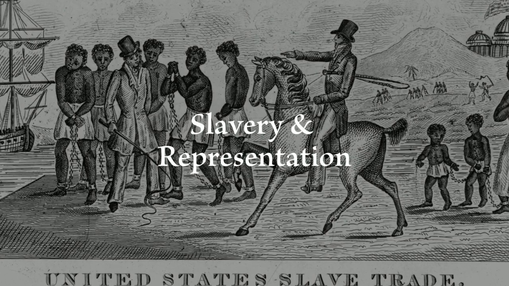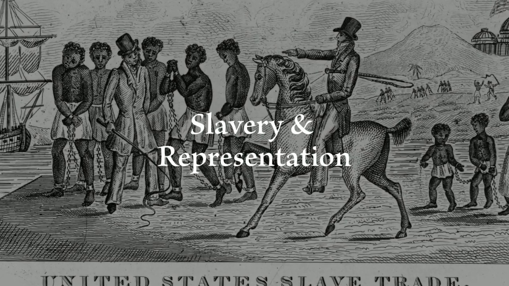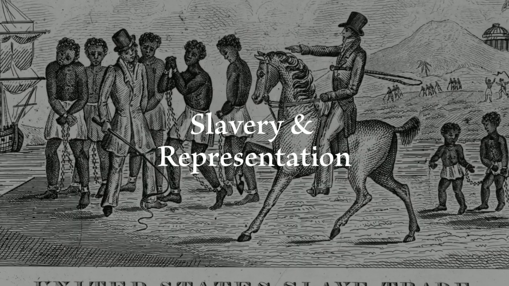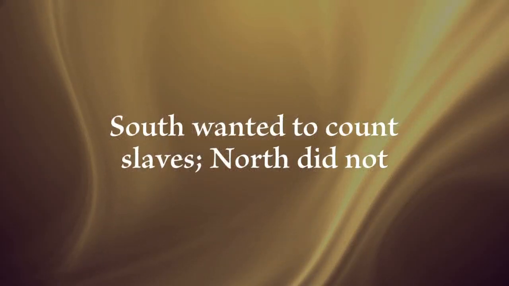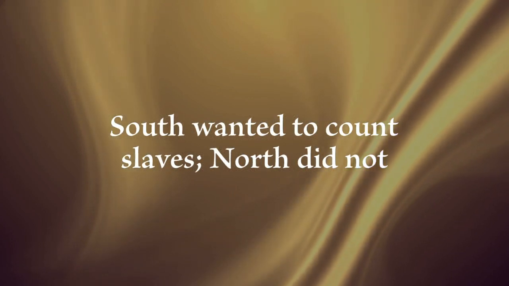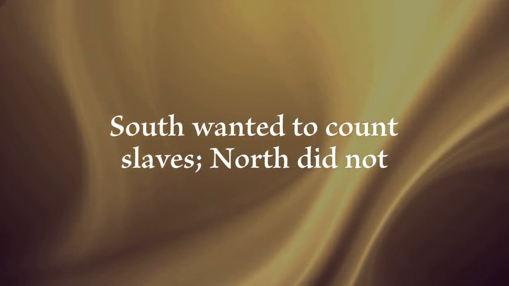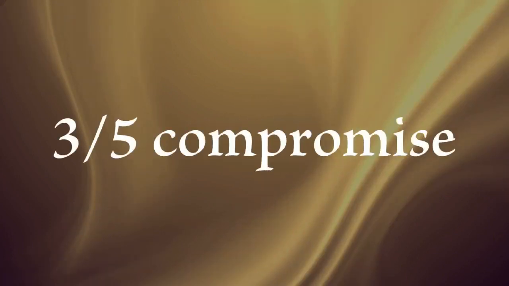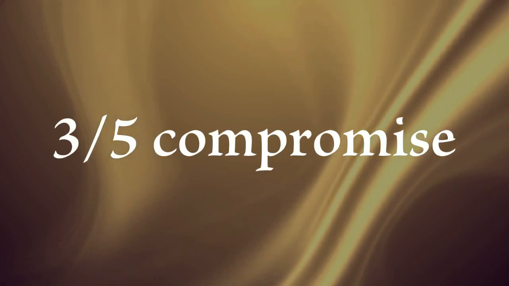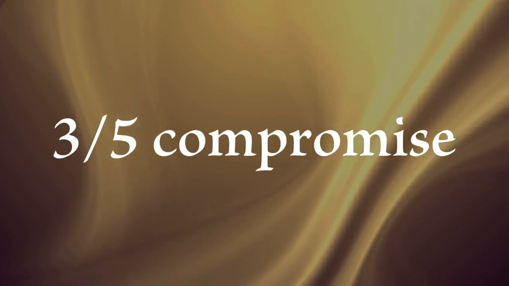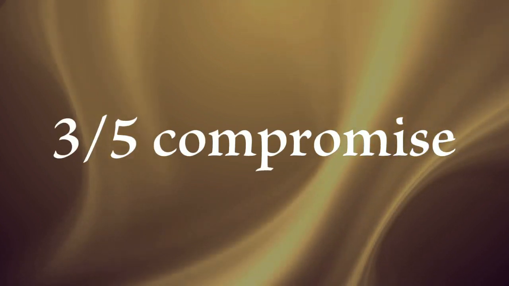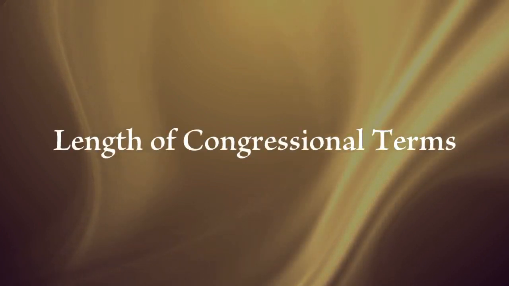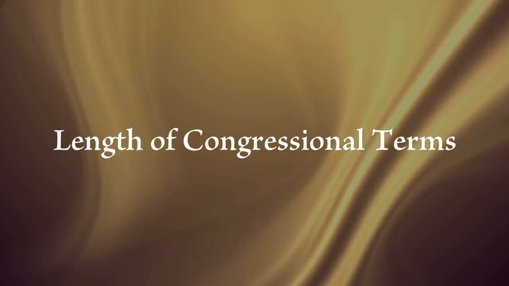The framers of the Constitution never seriously considered getting rid of slavery. They did, however, consider the issue of slavery as it related to representation. The main issue was whether or not to count slaves for purposes of representation in the House. Obviously, the South wanted to count slaves, whereas the North did not. Their answer, of course, was the notorious 3/5 compromise, in which every 5 slaves would be counted the same as every 3 non-slaves.